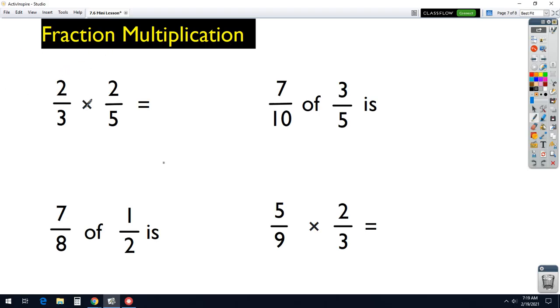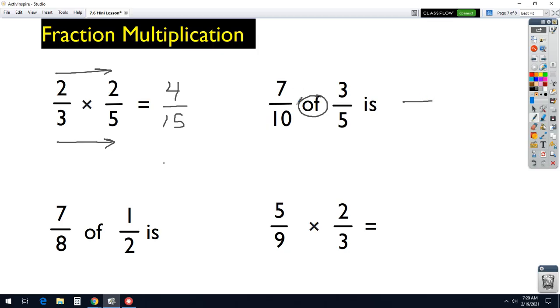What's 2/3 times 2/5? Your first step is to multiply our numerator times numerator on top. That gives us 4. What's our denominator going to be? Well, 3 times 5 gives us 15. So 4/15. 7/10 of 3/5. You might recognize that we have a word of there instead of a multiplication symbol. That's because of is a clue word for multiplication, right? We were finding one part out of a larger part and we were multiplying.